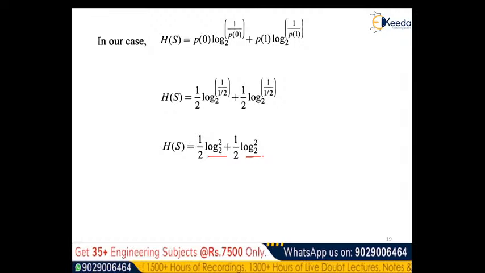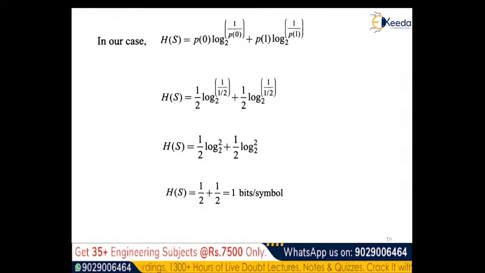So 1 is to be multiplied to 1 by 2, the coefficients here. So finally 1 by 2 added to 1 by 2, we obtain the value 1 here, and this is of course to be represented in terms of bits per symbol. So this way we have just computed the entropy considering the case where the symbols are there in equal probability.